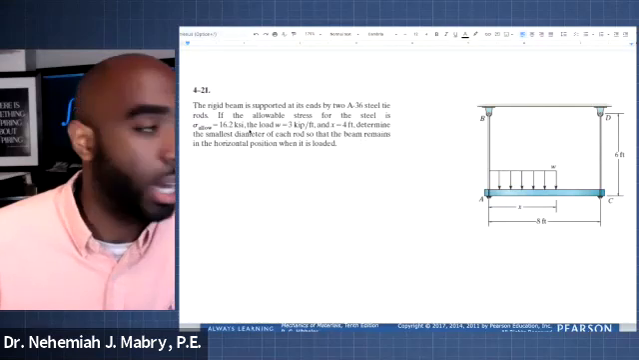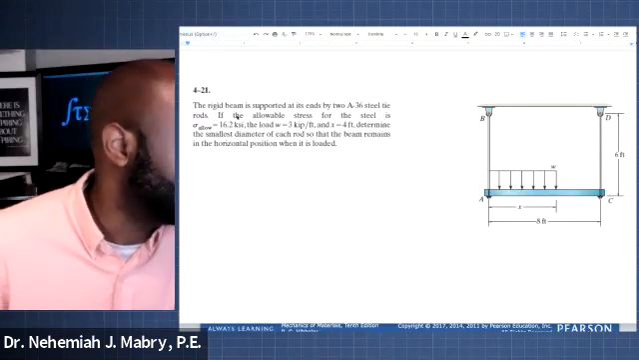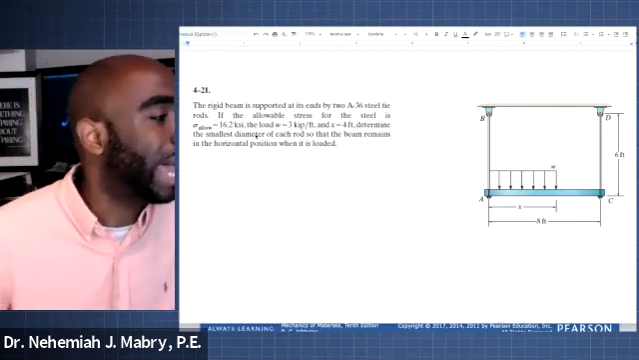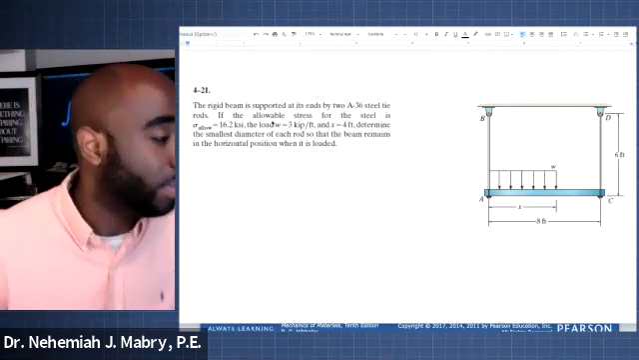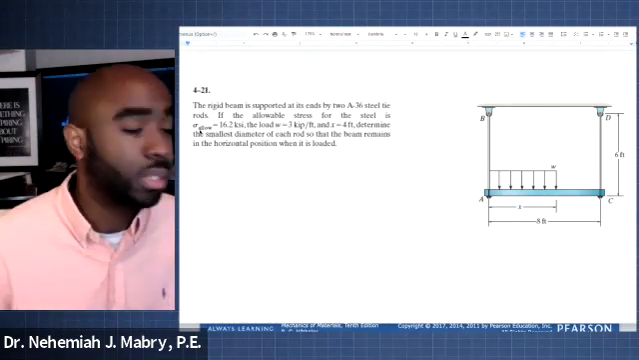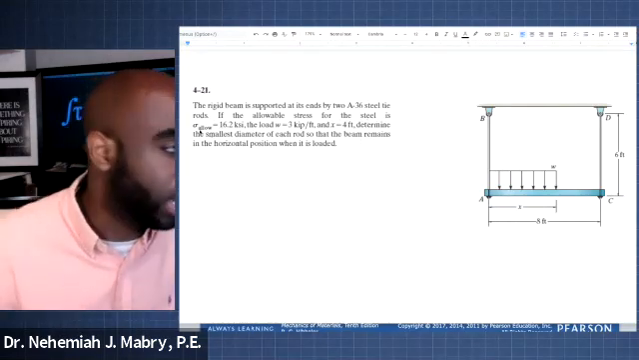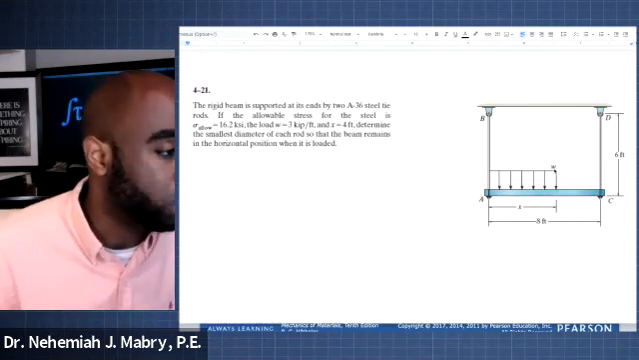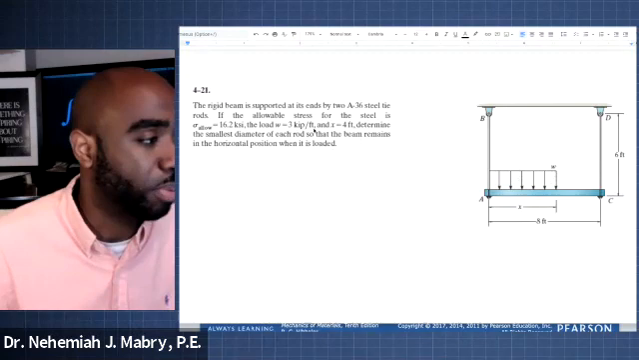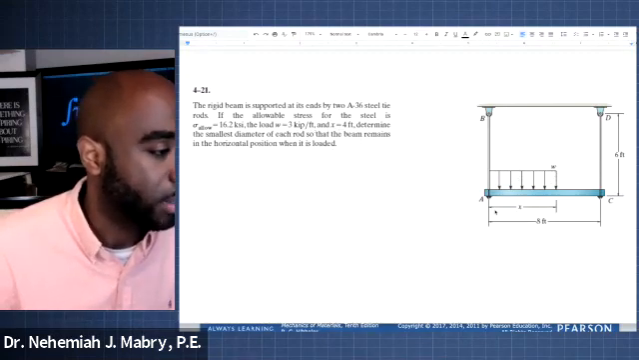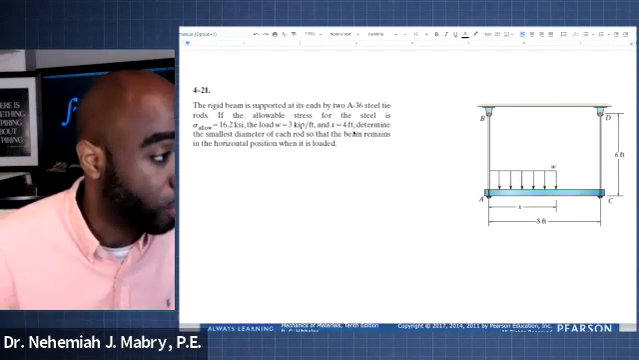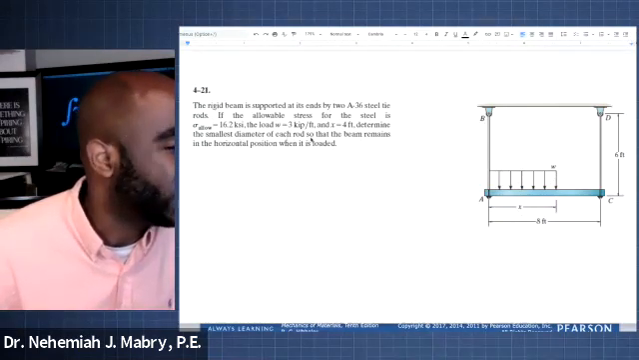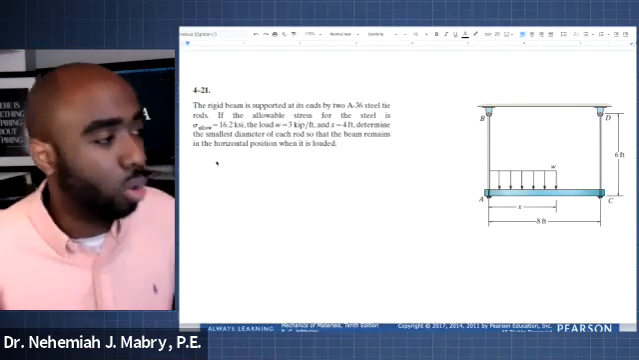So here it is. It says here 4-21, the rigid beam is supported at its ends by two A36 steel tie rods. If the allowable stress for the steel, stress allowable, we're going to integrate a couple of concepts, is 16.2 ksi, the distributed load W here is 3 kips per foot, and X, the length of the distributed load, is 4 feet. It asks us to determine the smallest diameter of each rod so that the beam remains in a horizontal position.